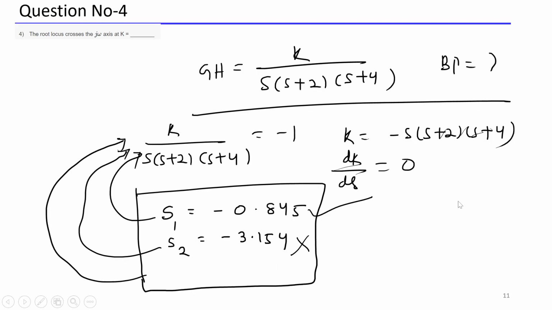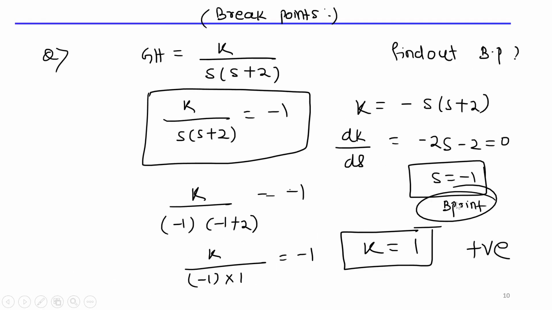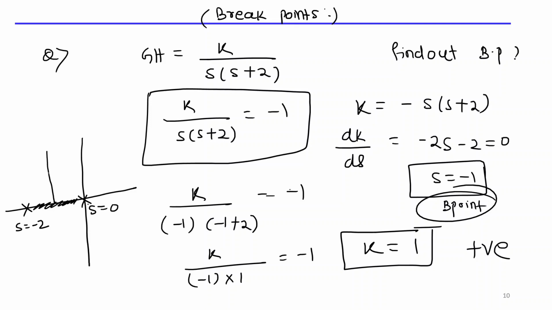Now coming back to our questions. The first question I ask you, find out the breakpoint here. So what you do, first draw the root locus diagram here at a equal to 0 and a equal to -2. You know that from a equal to 0 to a equal to -2 there exists a root locus branch, because the sum of poles and zeros at this point is odd. So there exists a root locus branch, and definitely there exists a breakaway point, because this satisfies our first condition. Right, ma'am? Yes, sir. Are you following?